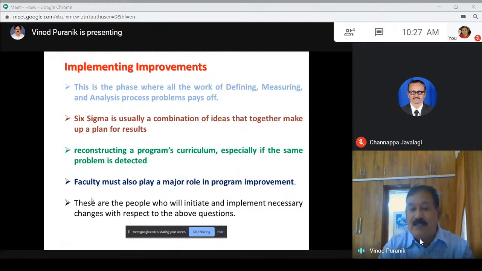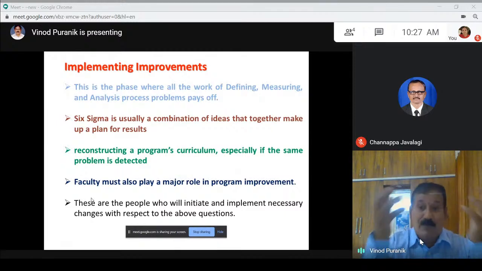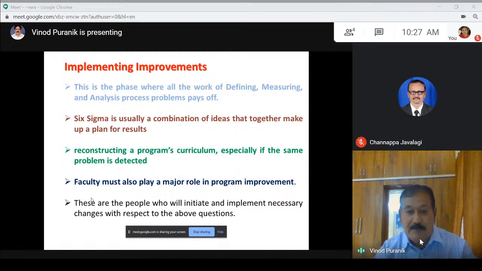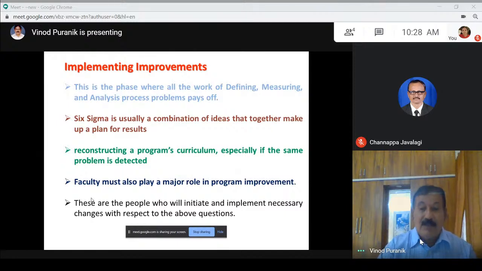Especially for the autonomous colleges, they are looking after this. If any flaws are there in the curriculum, they can rectify them at any time, so that the best syllabus can be given to the students. And the faculty must also play a major role in the program improvement. Many things are there. These are the people who will initiate the necessary changes with respect to the above questions. So I'll go a little bit fast.